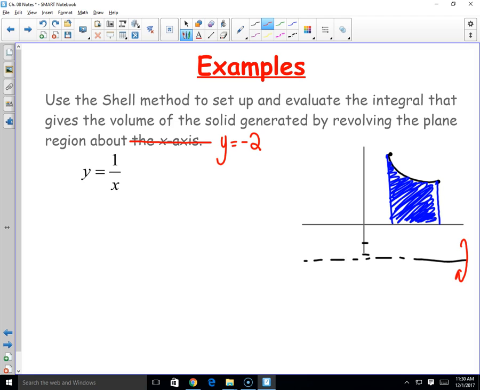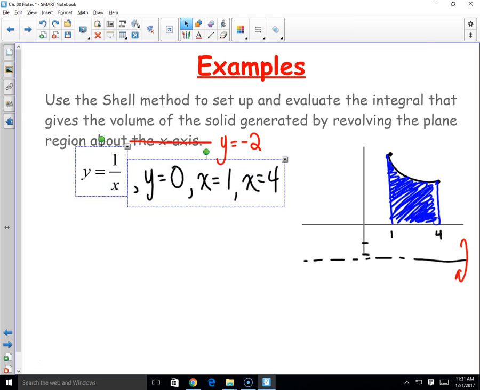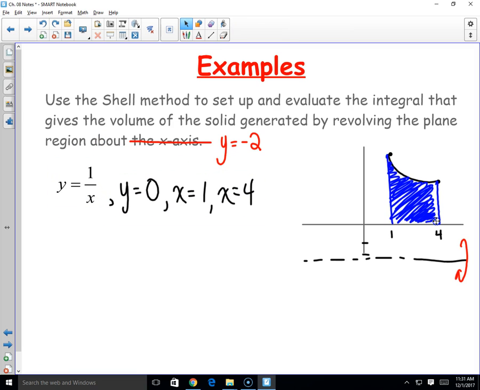Oh, I erased them. Sorry, I erased the bounds. I apologize. I think I cleared the whole page of writing and then I erased half my problem. There you go. The region bounded by 1 over x, y equals 0, x equals 1, and x equals 4.